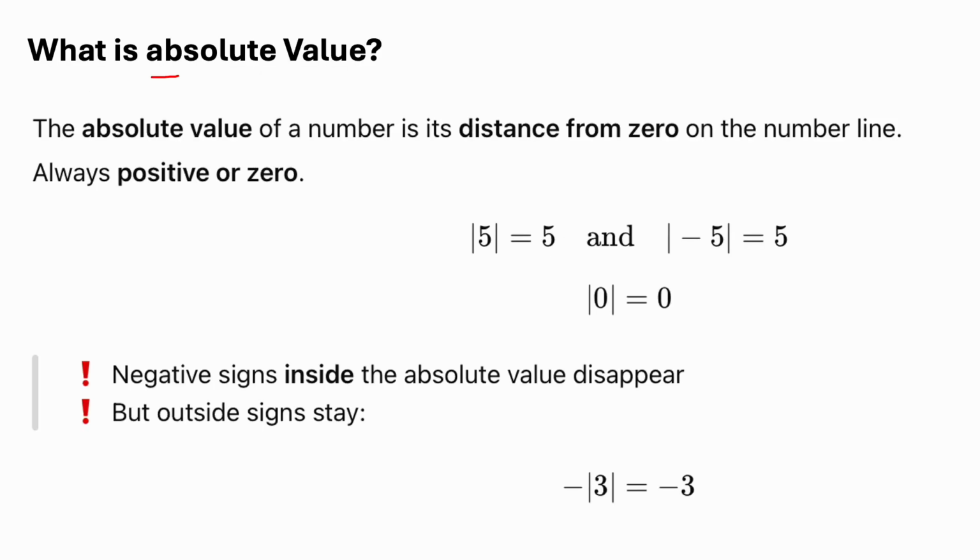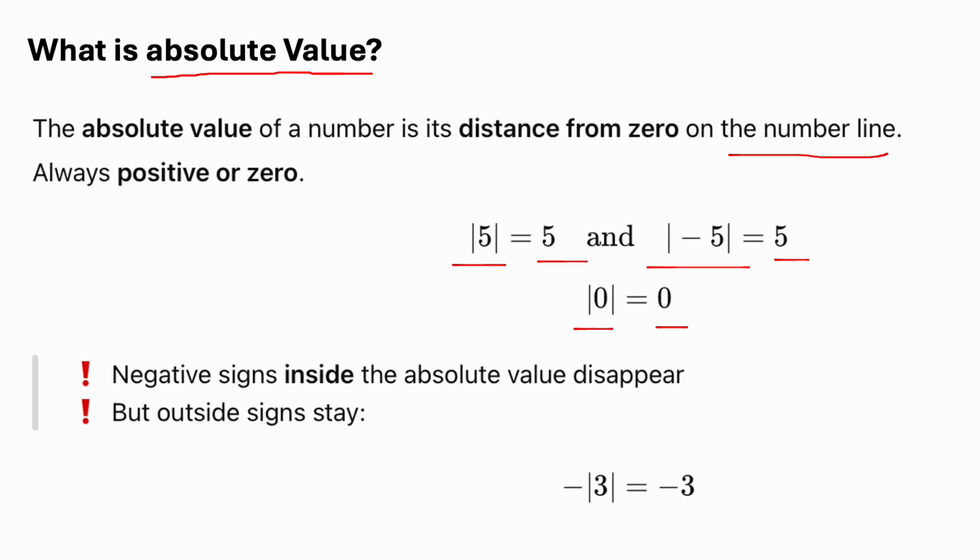Now coming to absolute value. What is absolute value? The absolute value of a number is simply its distance from 0 on the number line. That means it is always positive or 0, never negative. So the absolute value of 5 is 5, and the absolute value of minus 5 is also 5, and the absolute value of 0 is 0. So it will always be positive.